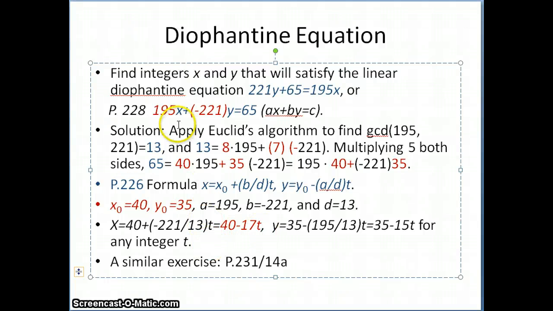So that's how we solve the Diophantine equation. Find one particular solution first by using Euclid's algorithm, and then plug into the formula. We skipped the proof of the formula, but these can be verified by plugging into the original equation, ax plus by equals c, and we can verify they are both solutions. The homework assignment 14a on page 231 is similar to this.